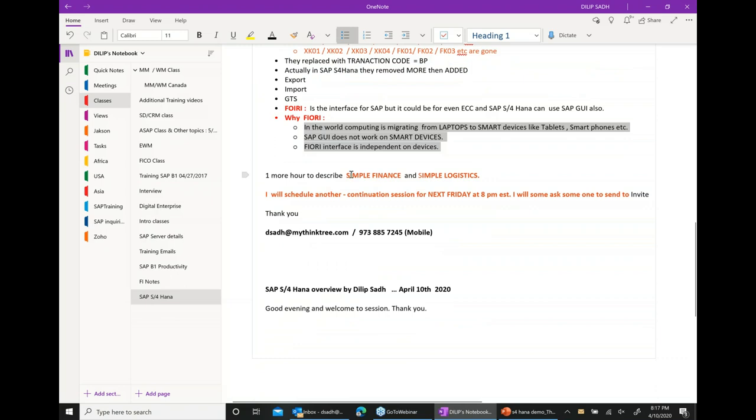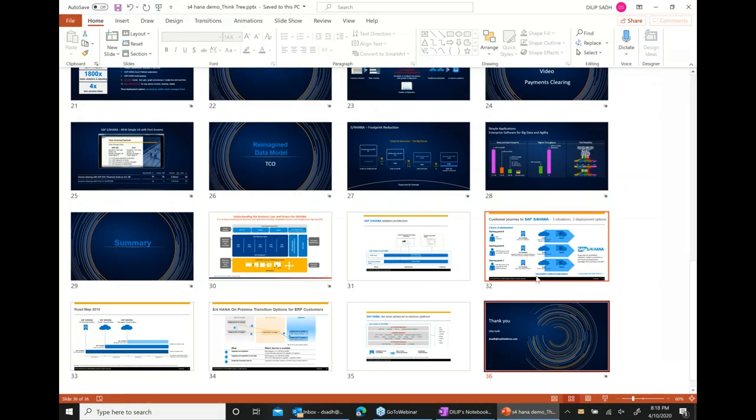In one more hour, we're going to talk about what is simple finance and what is simple logistics, and we're going to give you some overview about it. And then we'll continue with our discussion today. So this was a quick overview. I just want to make sure that all of you understand what we have discussed so far. Now we continue from where we left off in the last class.